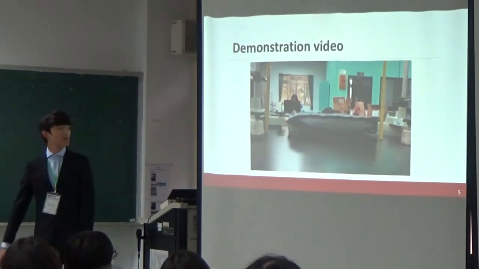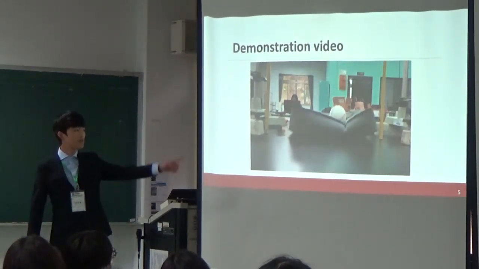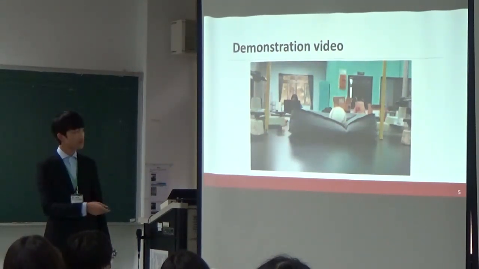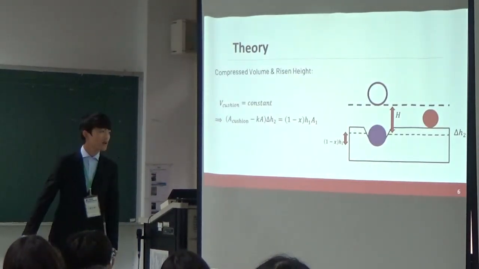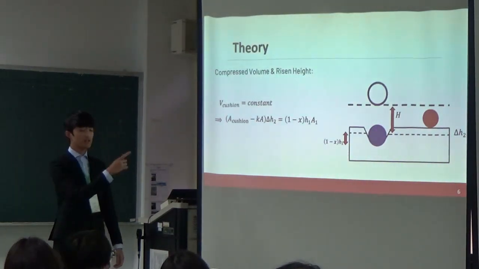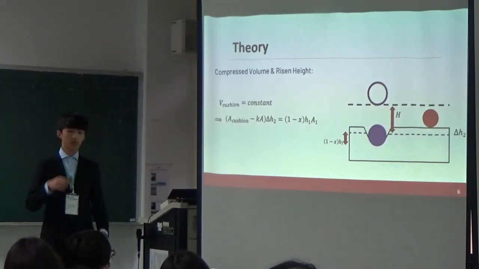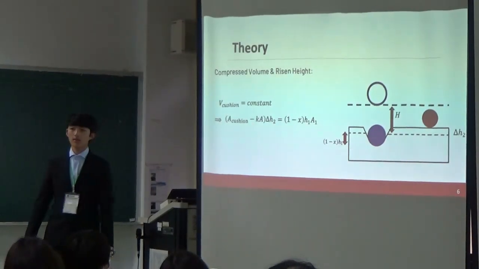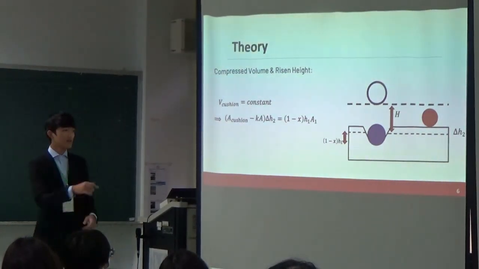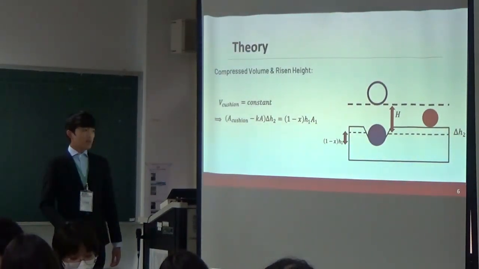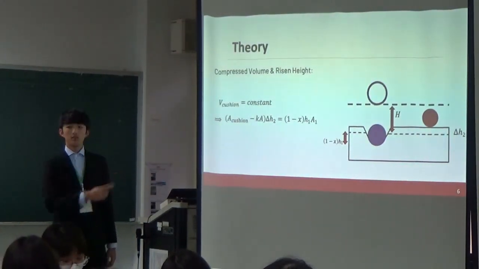So you can see that when we drop a baseball at the right side of the cushion, the marble on the left will fly away. And for our theory, we observe that when the baseball is dropped, it compresses the cushion. So therefore, there will be a compressed volume. And due to the compressed volume, the other parts of the cushion will have a rise in height. And we believe that the rise in height will do work on the marble.